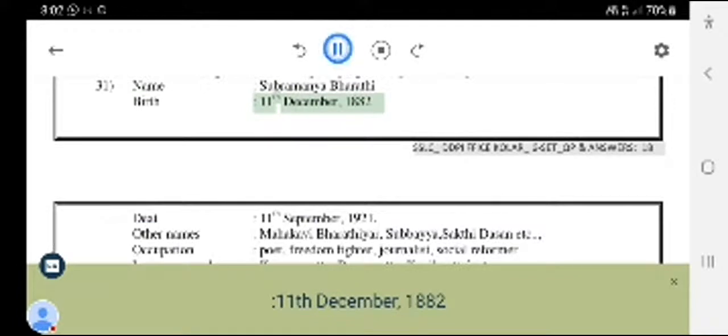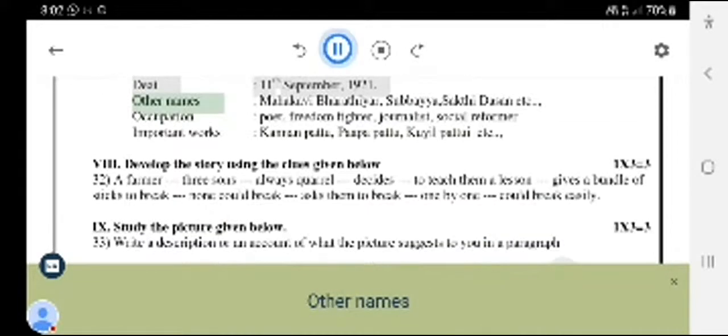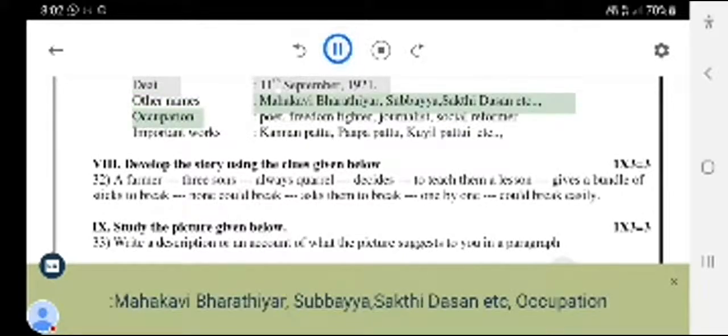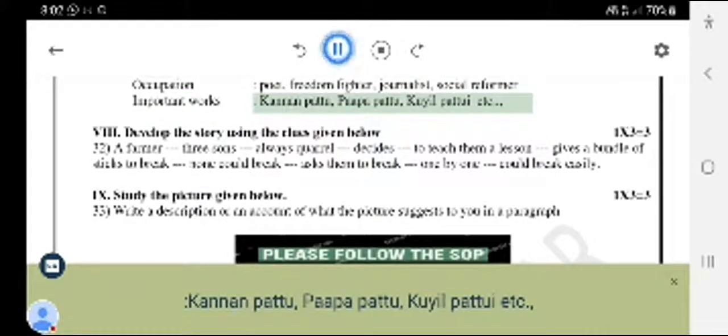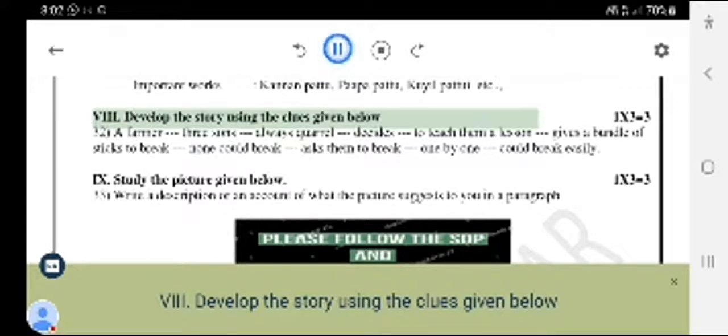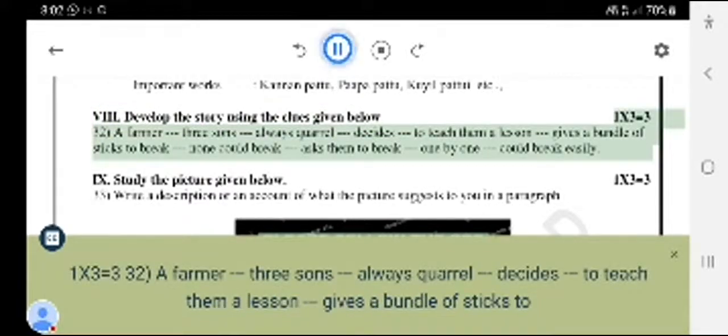Birth. The 11th of December 1882. Other names. Mahakavi Bharathiyar, Subaya, Sakti Dasan etc. Occupation. Poet, freedom fighter, journalist, social reformer. Important works. Kanan Patu, Papa Patu, Kuyil Patu etc. 8. Develop the story using the clues given below. 1x3 equals 3. 32. A farmer, 3 sons, always quarrel, decides to teach them a lesson, gives a bundle of sticks to break. None could break, asks them to break. One by one, could break easily.